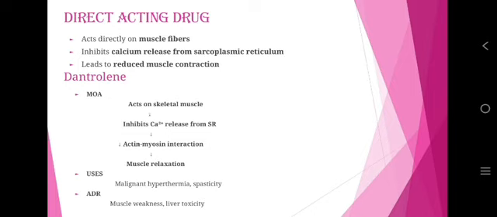Then this dantrolene is most commonly used in the time of hyperthermia and some muscle spasms. The common adverse effects observed at the time of administration of dantrolene are muscle weakness and liver toxicity. These two adverse effects will be observed at the time of dantrolene administration.